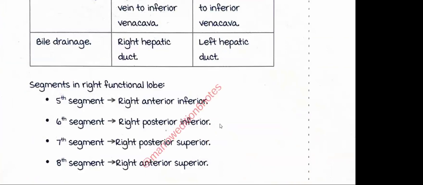Segments in right functional lobe. Fifth segment, right anterior inferior. Sixth segment, right posterior inferior. Seventh segment, right posterior superior. Eighth segment, right anterior superior.